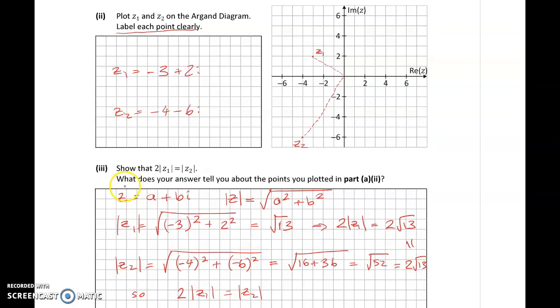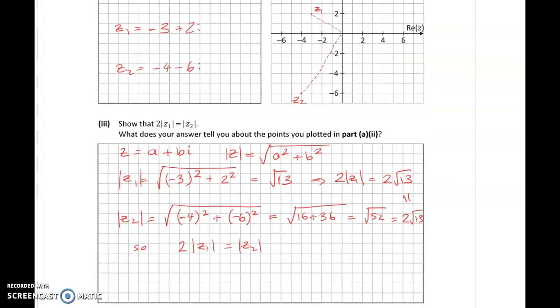Now, then it says, what does your answer tell you about the points you plotted in this previous part? So this point here and this point here, what do our answers here tell us about those 2 points? Well, what it tells us is that Z2 is twice the distance from the origin than Z1.